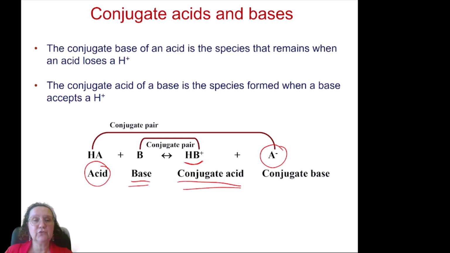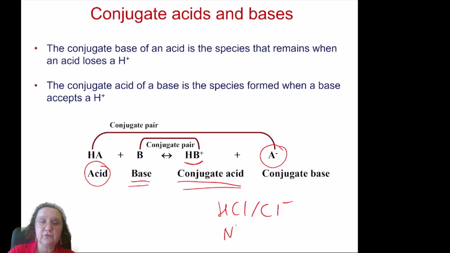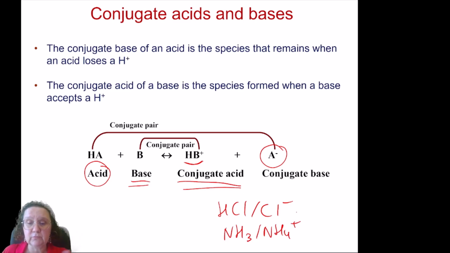We call those conjugate pairs, and you often see them written, for example, HCl and Cl minus, and that means they are a conjugate pair. Hydrochloric acid is the acid and the chloride anion is the conjugate base. Or you might see, for example, another common one, NH3, NH4+, the ammonia-ammonium conjugate pair. Ammonia is a base, the ammonium ion is the conjugate acid of ammonia.